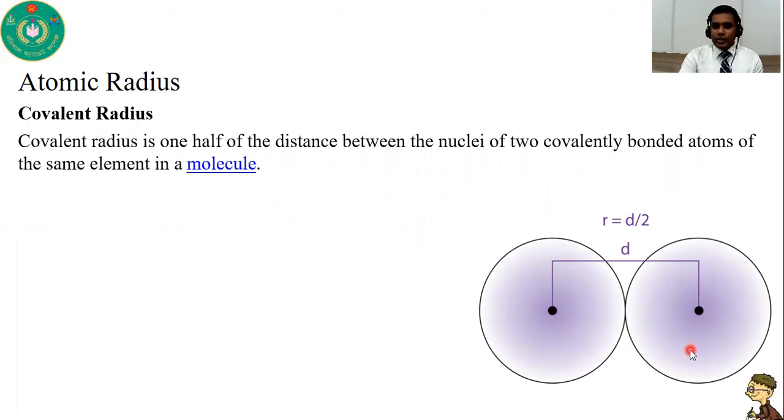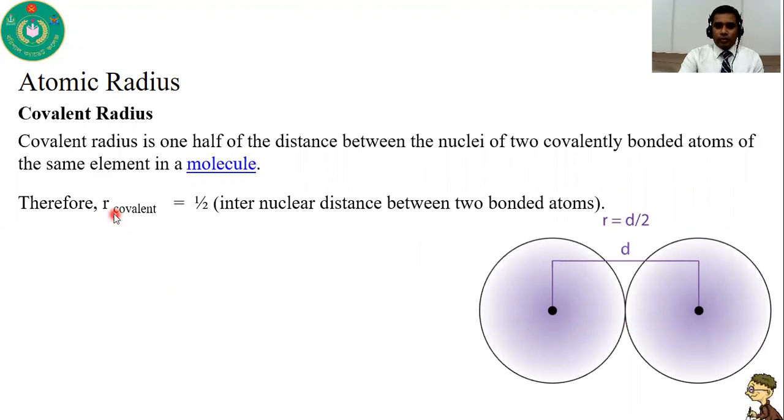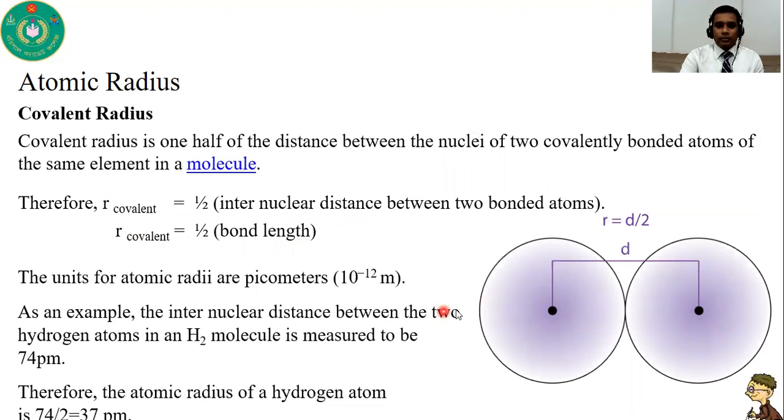So what is covalent radius? The covalent radius is 1/2 of the distance between these two covalently bonded atoms in the molecule. So the radius of a covalent bond is equal to 1/2 of the internuclear distance between two bonded atoms. And the internuclear distance between two bonded atoms is known as bond length. So we can say that the covalent radius is equal to 1/2 of the bond length. And it is measured in picometer. And we know that 1 picometer is equal to 10 to the power minus 12 meter.